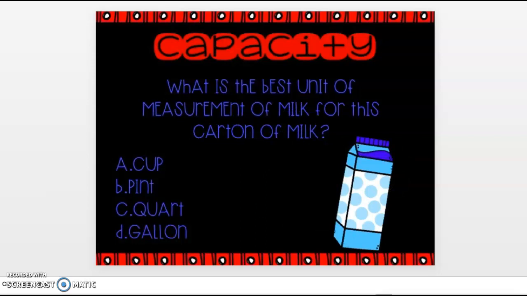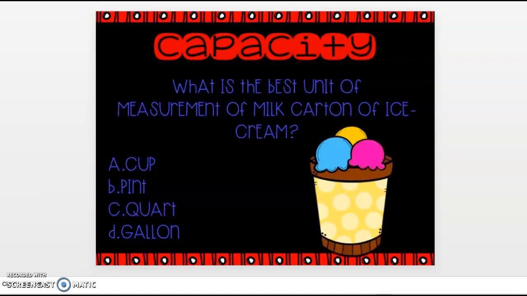What is the best unit of measurement of milk for this carton of milk? You should know this one. We've been practicing for a couple days now. It is C, quart. What is the best unit of measurement of this milk carton of ice cream? It's a milk carton. You should have chosen B, pint. Most ice cream containers come in a pint unless you get something really large.